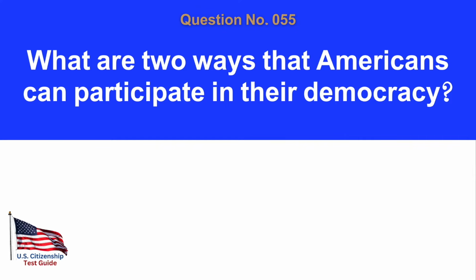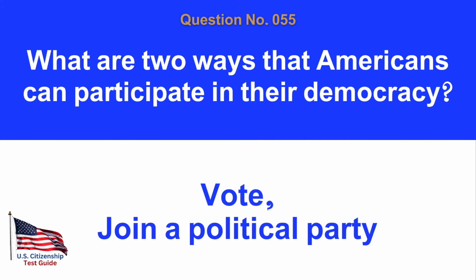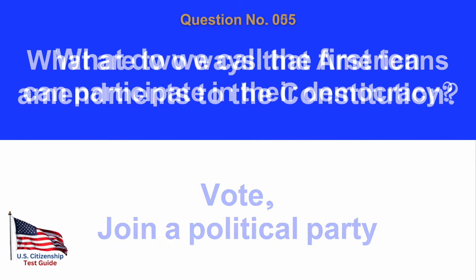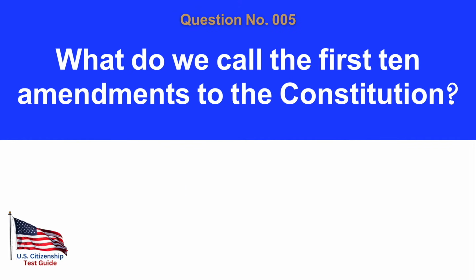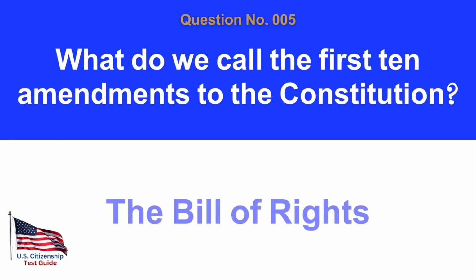What are two ways that Americans can participate in their democracy? Vote. Join a political party. What do we call the first 10 amendments to the Constitution? The Bill of Rights.